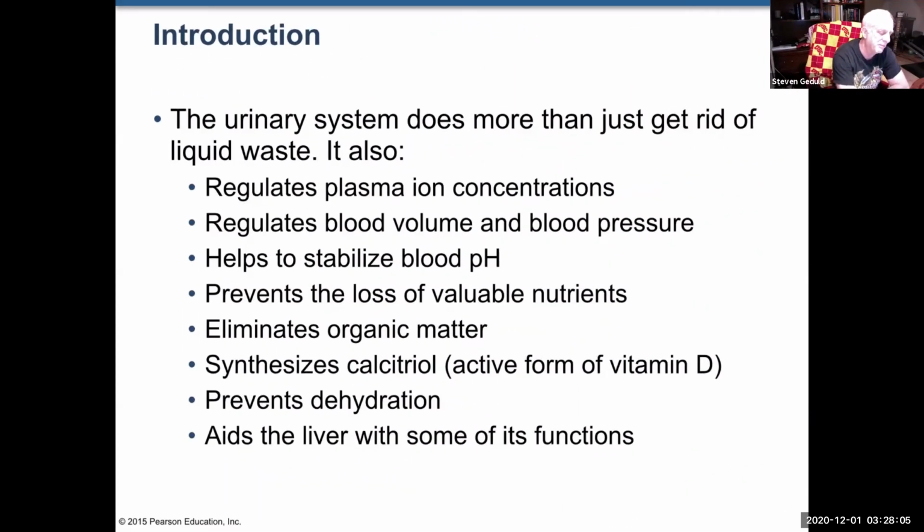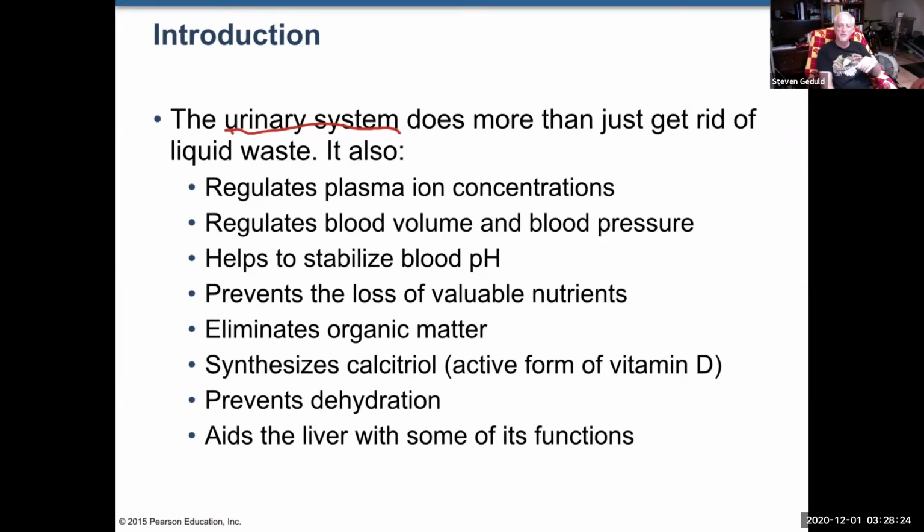Urinary system. That's what we're going to talk about today, the urinary system. It does more than just get rid of liquid waste. It regulates plasma ion concentrations. Depending on what it gets rid of, it helps you regulate your ion concentrations.